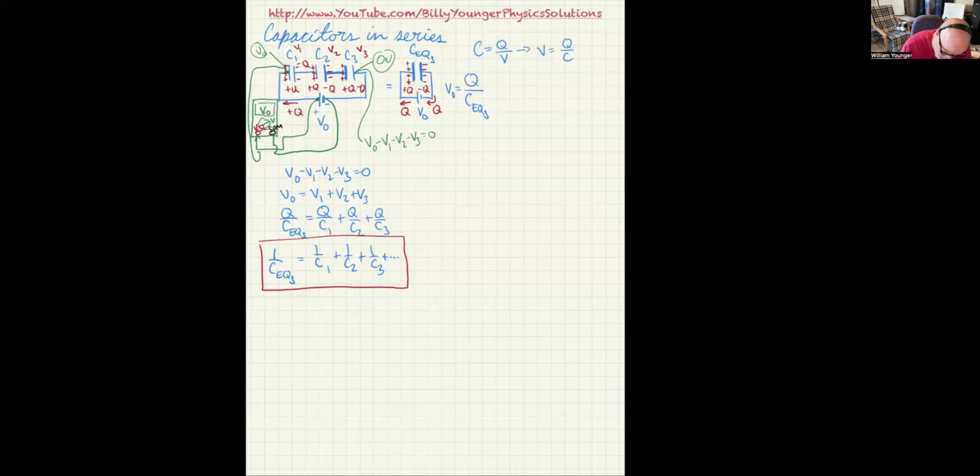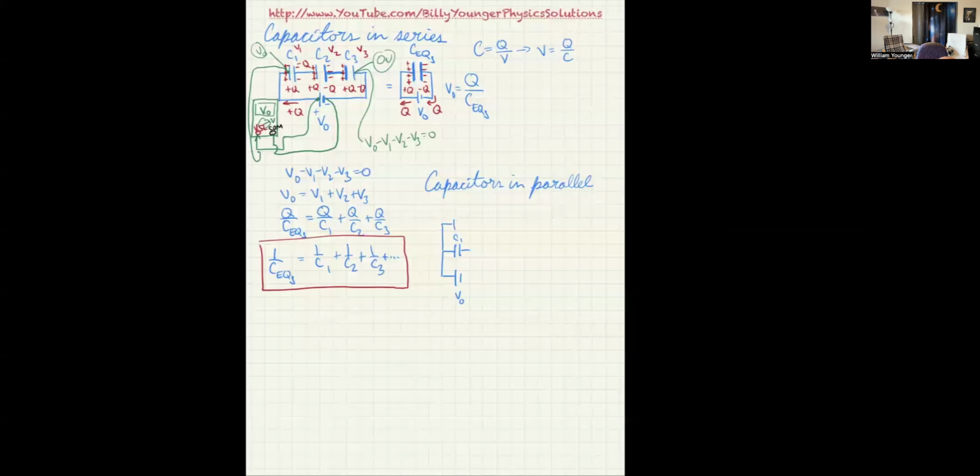So I'm going to say capacitors in parallel. So I have a similar drawing as I had before. I'm going to say this is my V0, and I'm going to go up to here and say this is C1.